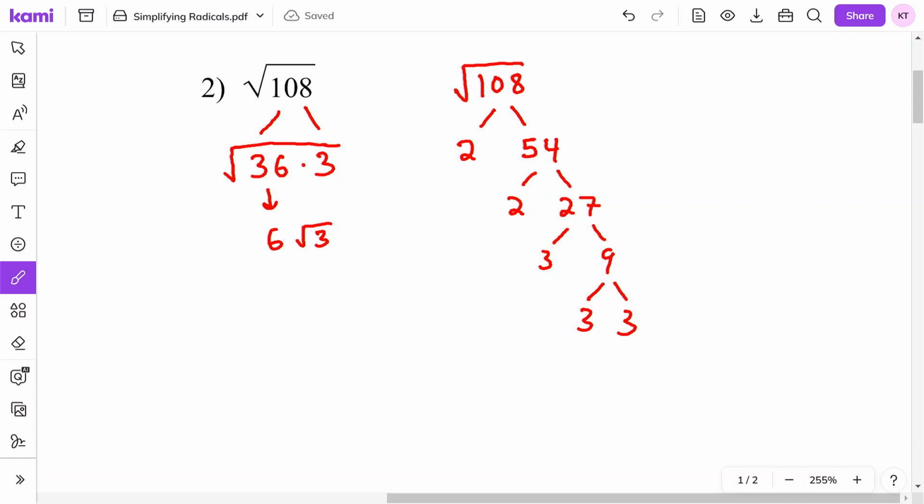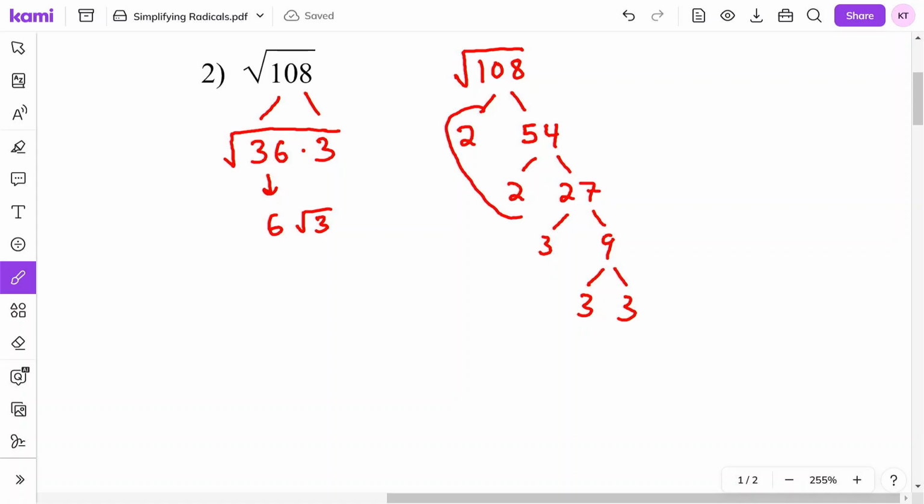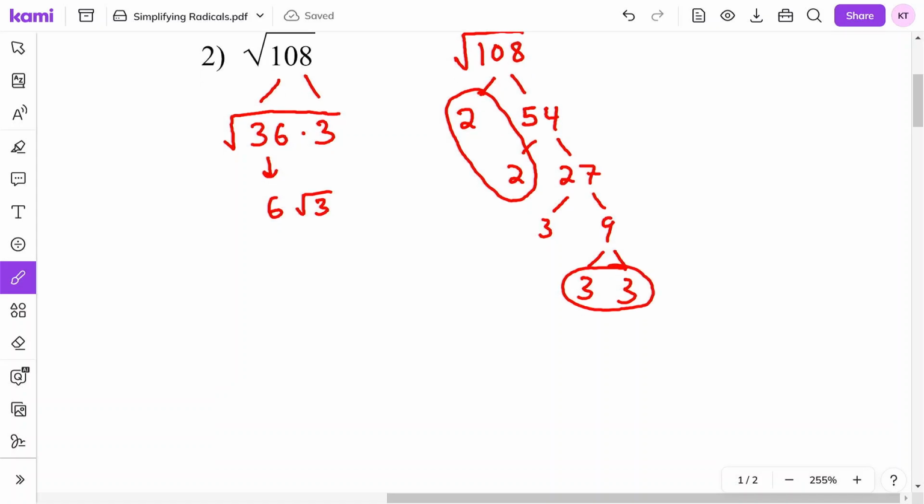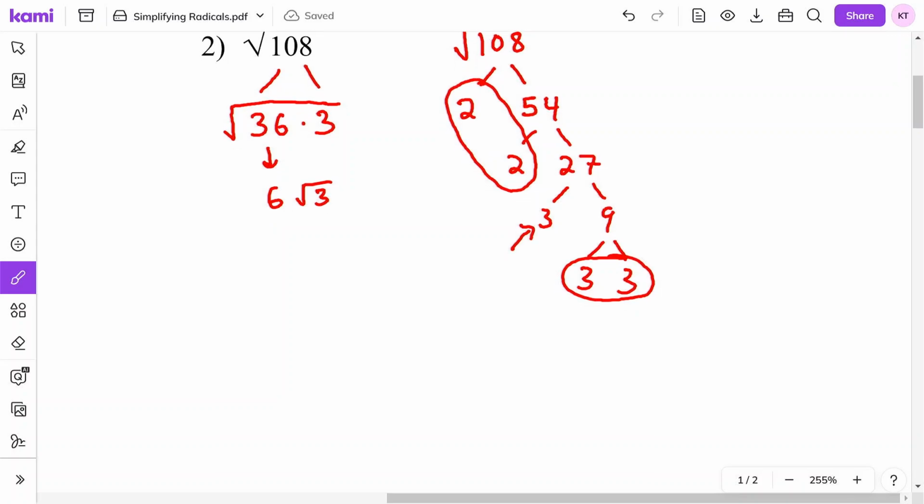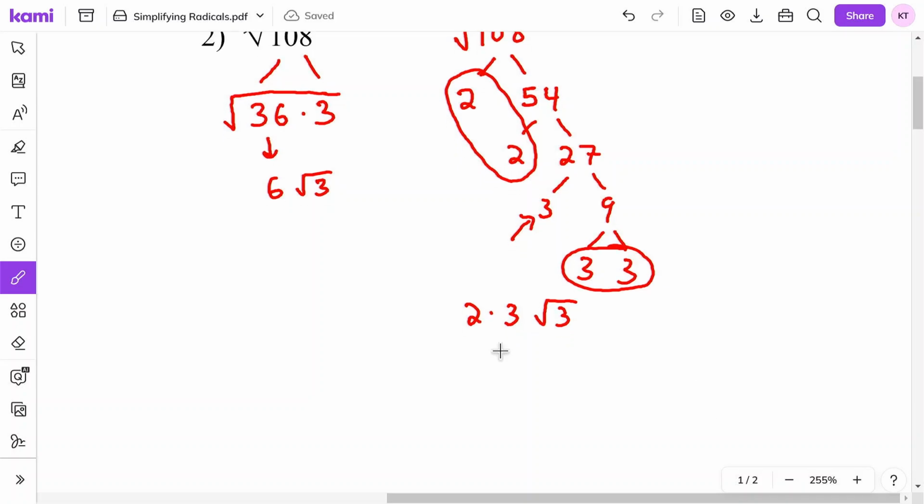So again, I'm going to be looking for pairs of the same number. So I have 2 and 2 here. I also have a 3 and a 3 here. So I can pull out a 2 and I can pull out a 3, but I will still have this 1 3 left over. So when I pull these out, I'll have 2, I'll have a 3, and again, I'll have that 1 3 left over. And that 2 and 3 that I pull out, I'm just going to multiply those two numbers together, which will give me 6 root 3.